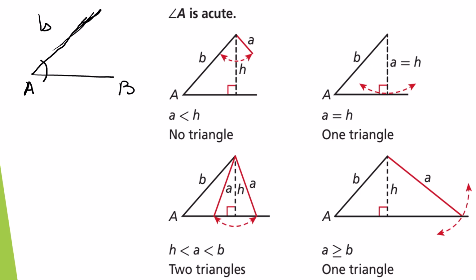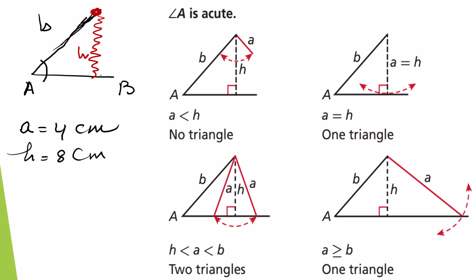So how can I make the height? The height can be dropped from the top of B over here. A straight line perpendicular to the side AB is said to be the height. Now for the first case, draw a line which is 4 centimeters, and the height of this triangle is 8 centimeters. So I have the two lines joining each other, and I dropped the line h, which is actually 8 centimeters.